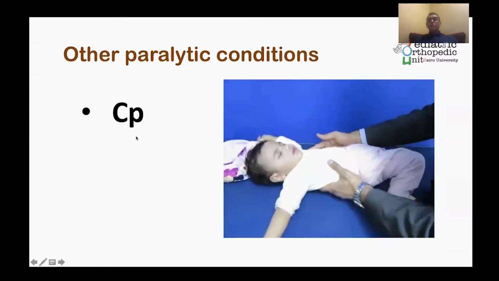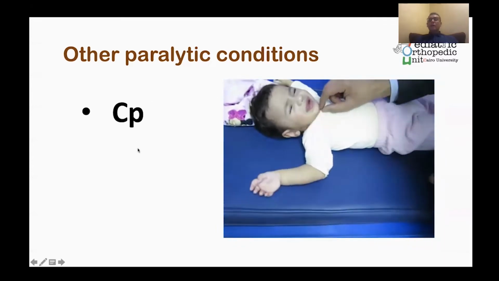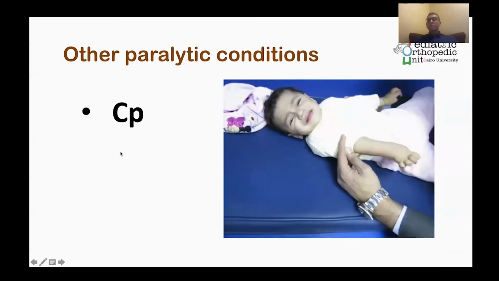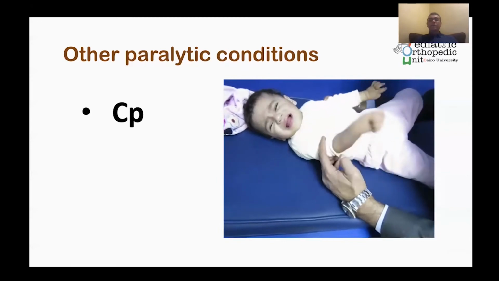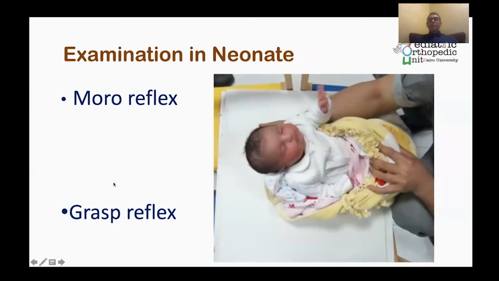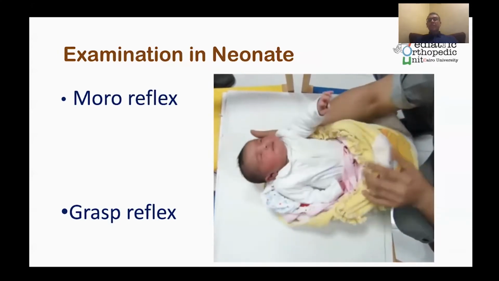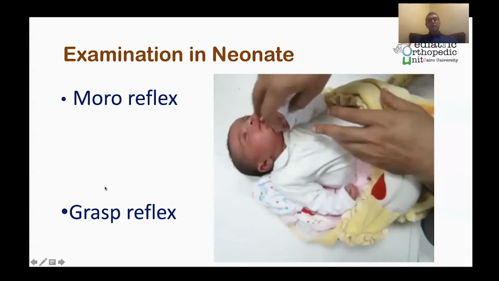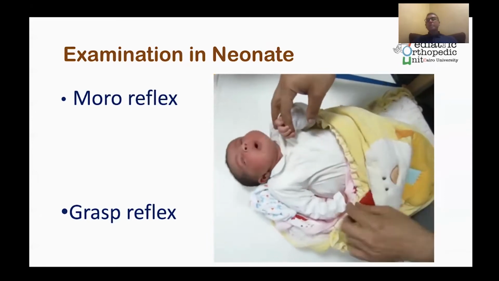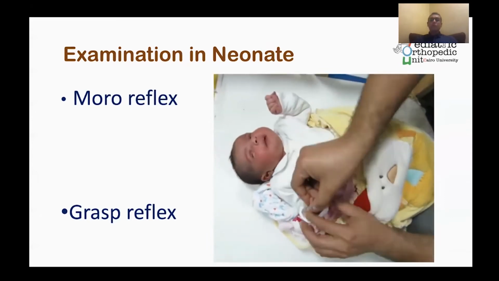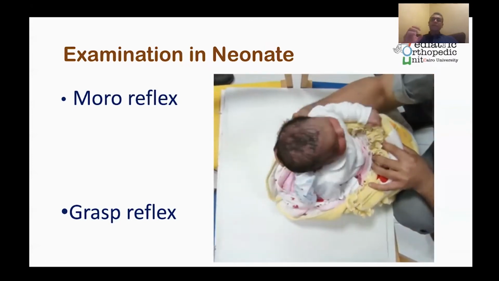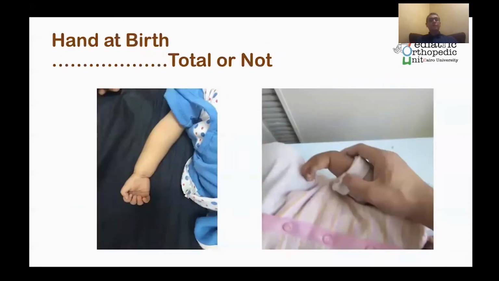There are other paralytic conditions that may affect the movement of the upper limb. One of the most common causes is cerebral palsy. During the examination, we have to examine neonatal reflexes like the Moro reflex and the grasp reflex. If there is true immobility of the upper limb, this upper limb will not flex with the Moro reflex, and there is no grasp reflex if there is total brachial plexus injury.